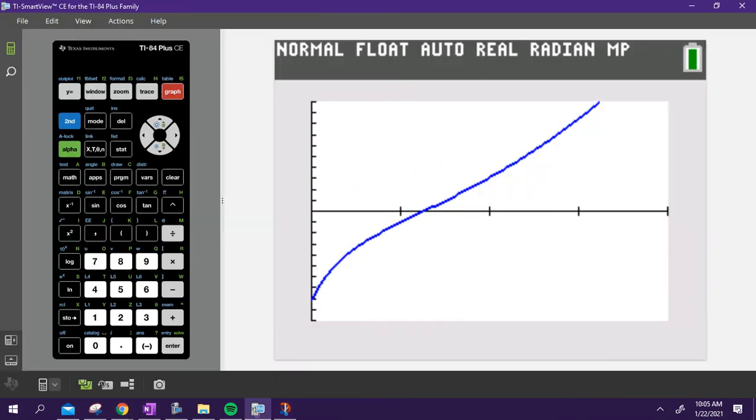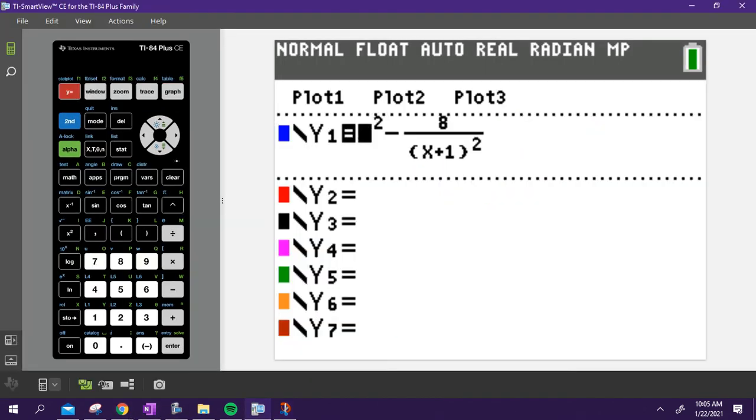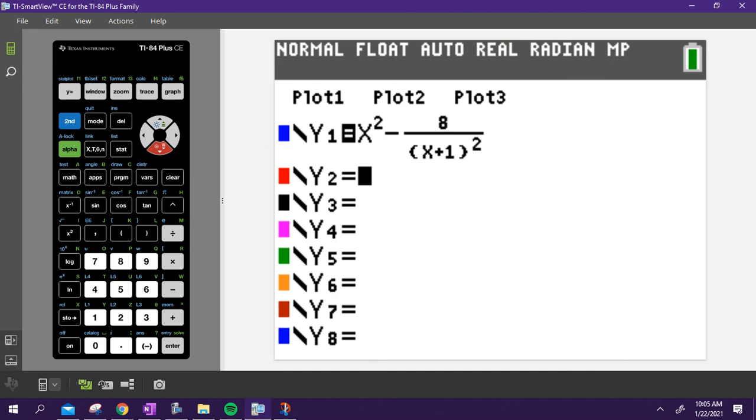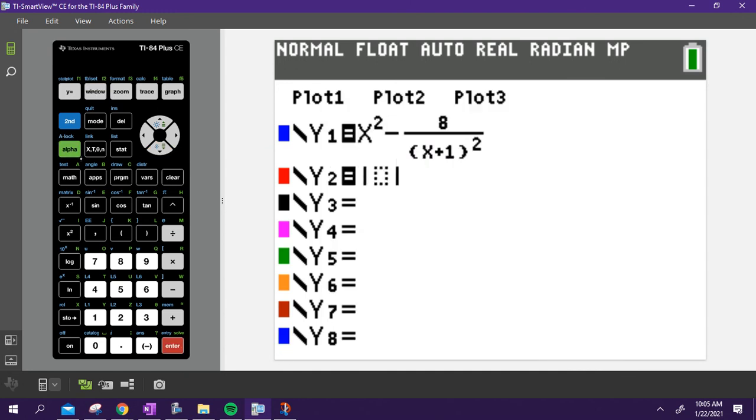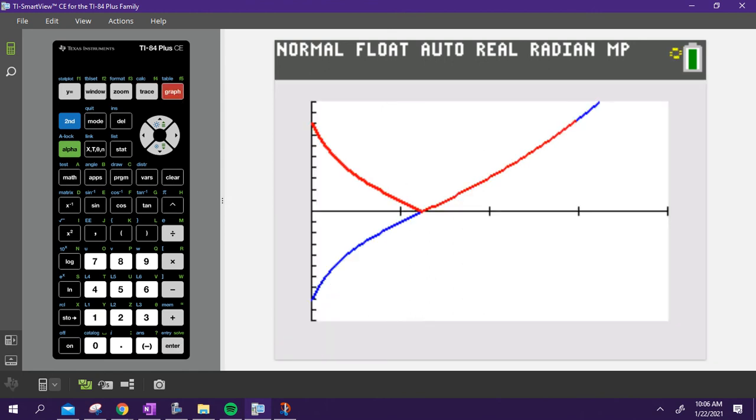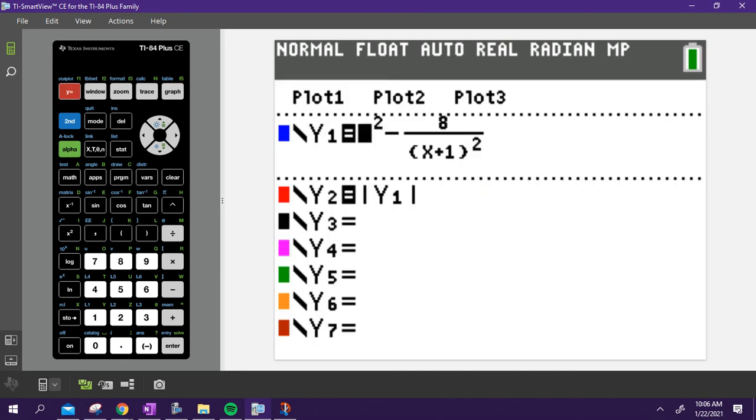So the way that we do that is we're going to do the absolute value. Again, you don't have to do this in your calculator. Just watch. So what I'm going to do is go alpha F2, absolute value of Y1. And understand what doing the absolute value of that does. Look at my graph. It takes this little part that was below and puts it up above. It does the absolute value of it. It brings it to the top.